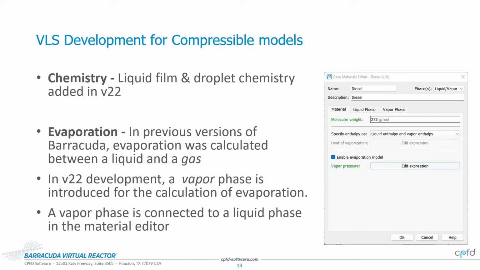This resulted in or required an overhaul of our base materials GUI because we needed to introduce this concept of vapor. In previous versions of Barracuda, there were only three phases: a gas, a solid, and a liquid. And an evaporation model was essentially a transfer between, or an equilibrium between, a liquid and a gas.